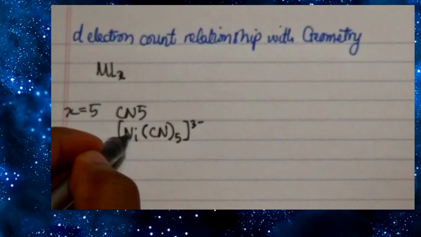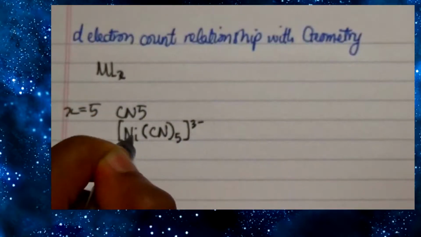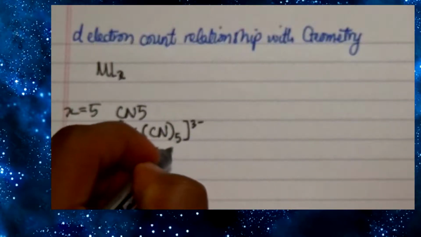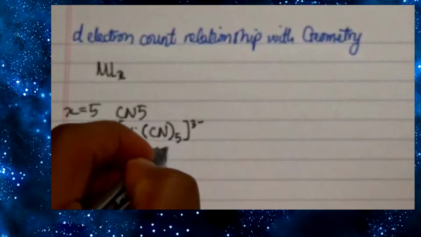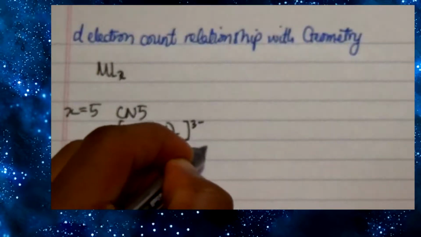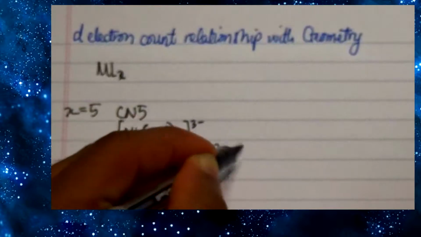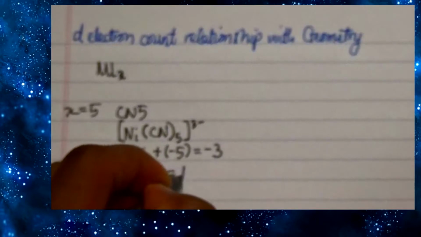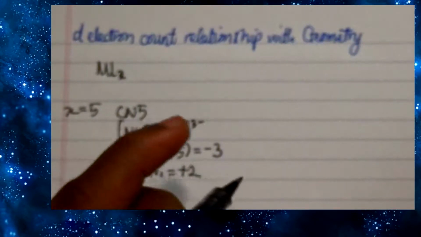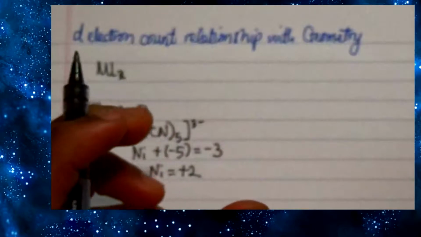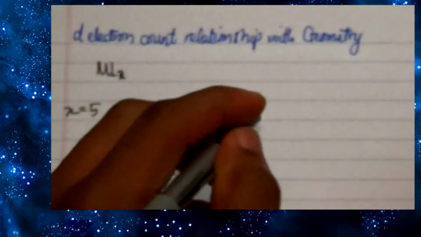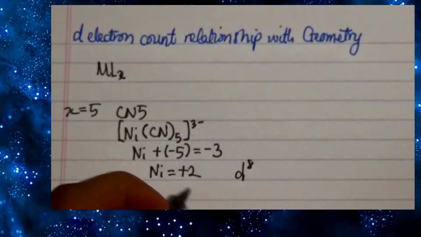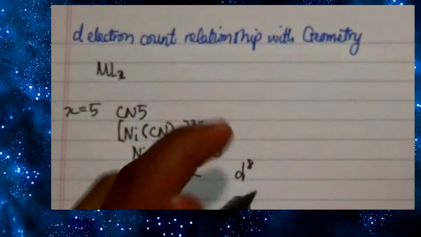So in our way to find what the oxidation number of nickel is, we do know that nickel is added with the cyanide charge, which is -1 times 5, equal to -5, and all this is equal to -3. Moving -5 over to the other side, we get nickel to be +2. So nickel loses 2 electrons from its 10 electrons to have a d electron count of 8. What we recognize is that nickel obeys two geometries.